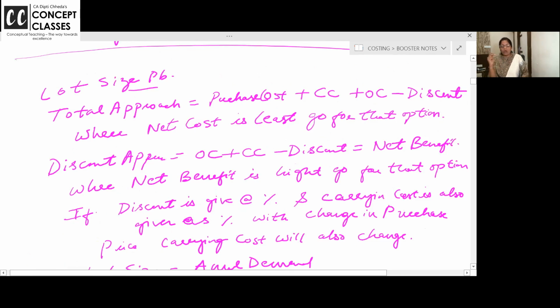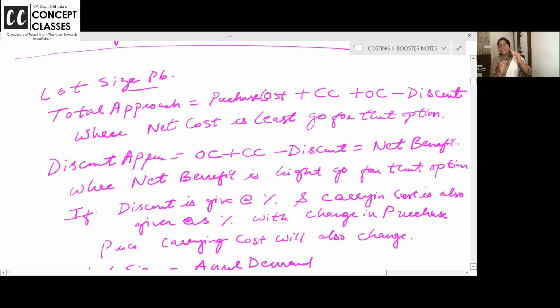Now, lot size. Yeah, you get lot size problems in the exam. They'll give you, if you buy this much lot, we will give you discount in the purchase price. So please remember, if the purchase price is changing, carrying cost as a percentage of the purchase price will also change. But once in the exam they said, even if purchase price is changing, carrying cost is constant. If they give so, do like that.